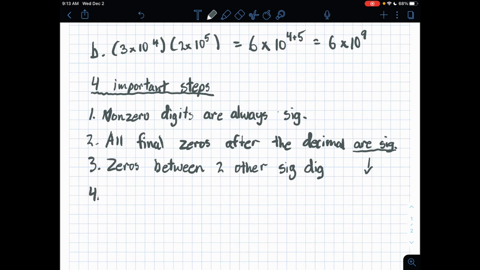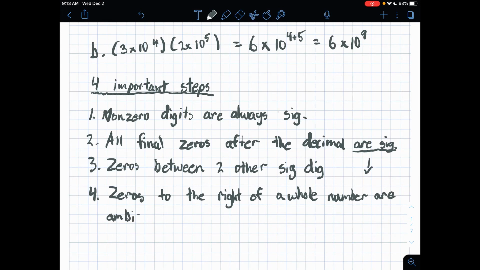And finally, the last thing you have to remember is that zeros to the right of a whole number are considered to be ambiguous. So essentially what this means is that they're going to be uncertain, so you can't count them as a significant figure. So let's say the number 2039, for example.